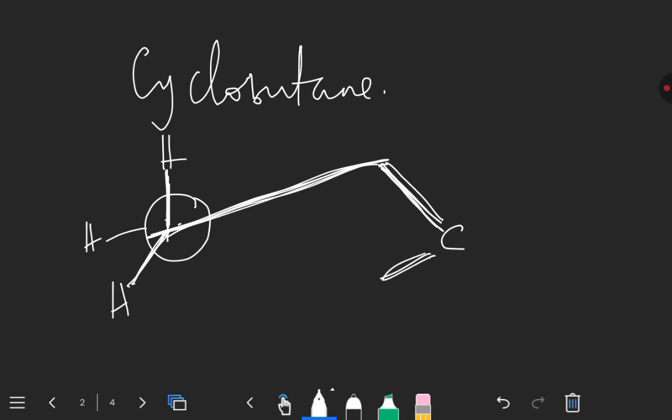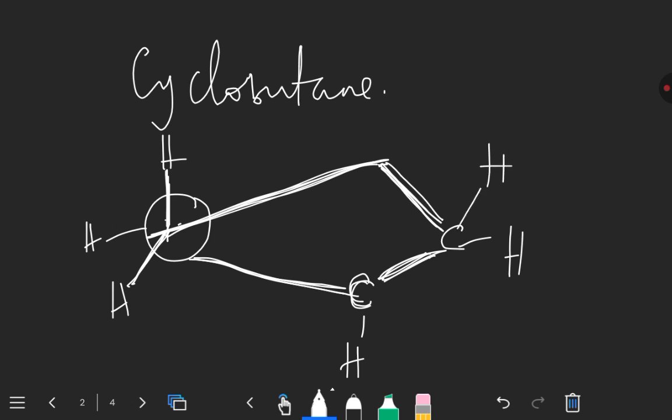Then you can have another carbon here. Then this other carbon will be bonded behind that other carbon, because it's forming a ring. Then we must put the hydrogens now, like that, and like that. So that is our cyclobutane.